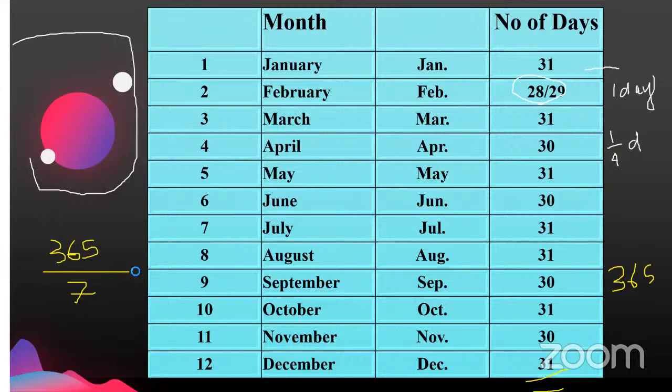What is the answer? 52, ma'am, and 1 will be coming, right? So 52 weeks and 1 odd day. We say odd day because it is not a completed week. We don't have a completed week, that's why we say it is an odd day.